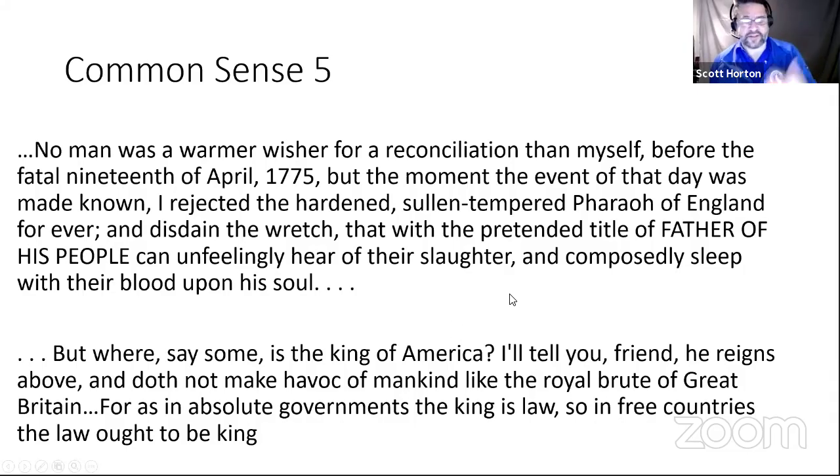So Thomas Paine writes this very lengthy pamphlet that he printed, and I just gave you a few quick, short pieces out of it. And it very much has the effect of encouraging Americans to support the idea of independence.